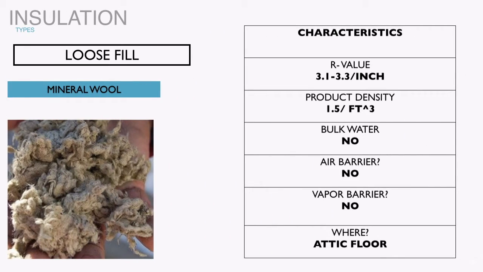Mineral wool, which is a byproduct of the slag industry, is a recycled slag product, slag being a byproduct of the steel and copper industries. It can have fairly high recycled content, 60% recycled content and higher sometimes. It has that same R value range, slightly lower than fiberglass at 3.1 to 3.3 per inch.